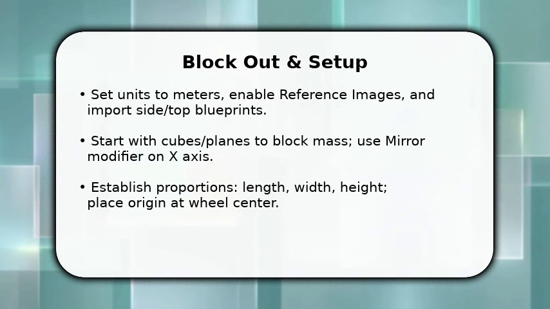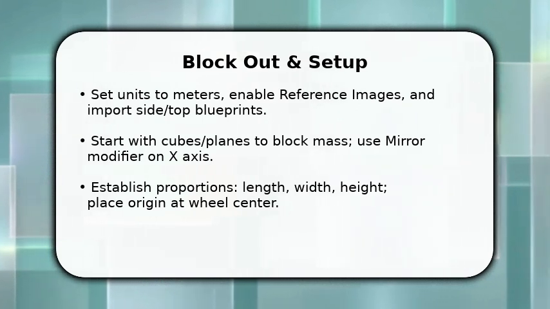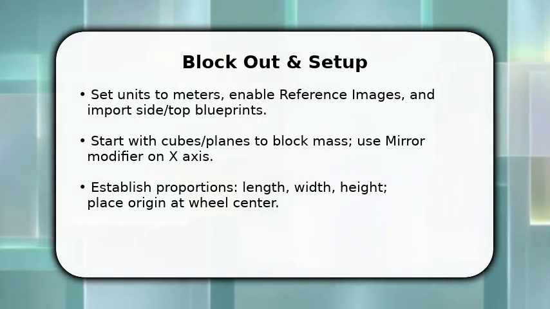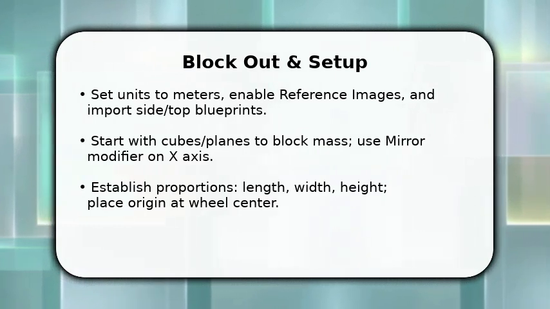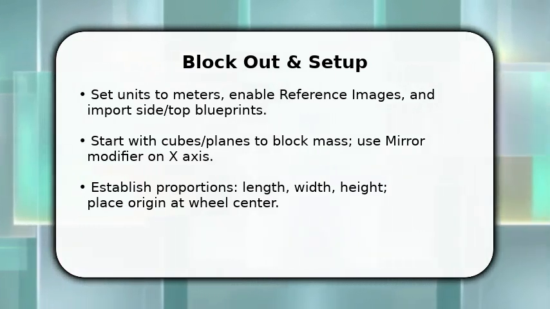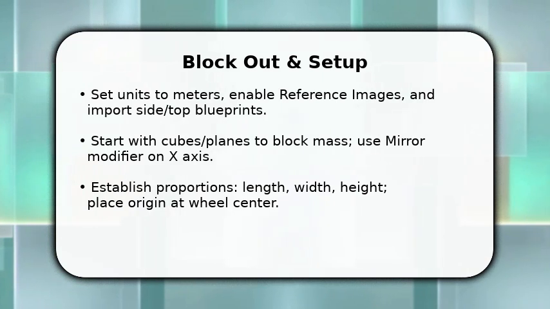Once the primary silhouette matches the references, move vertices to define cab, boiler, and car body. Make sure the object origin sits at the wheel center. This simplifies later transforms and rigging.